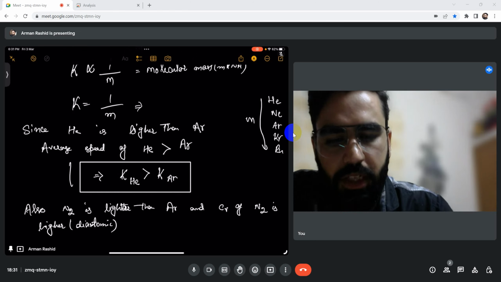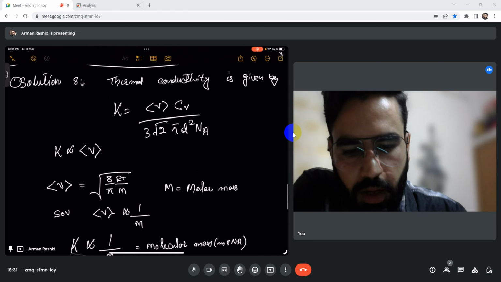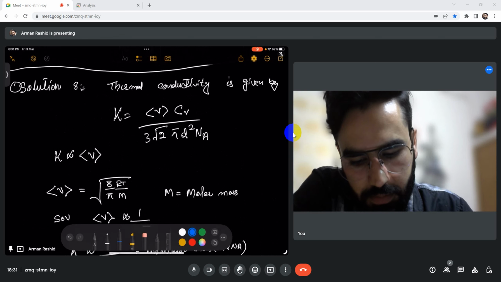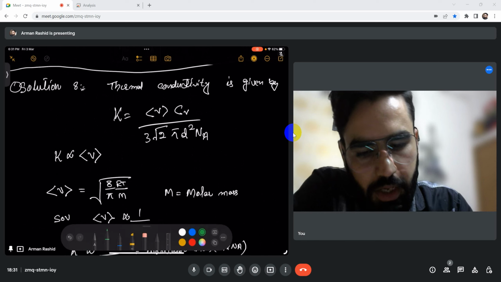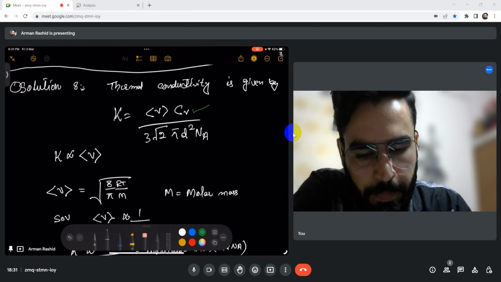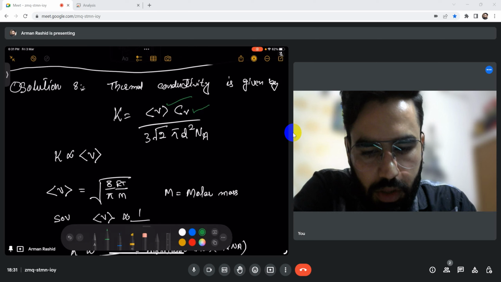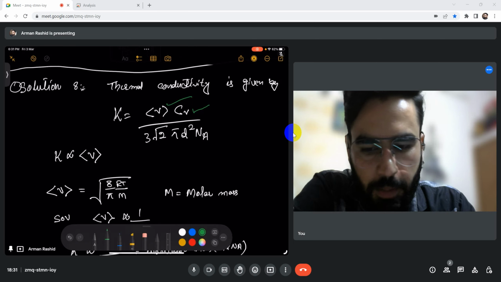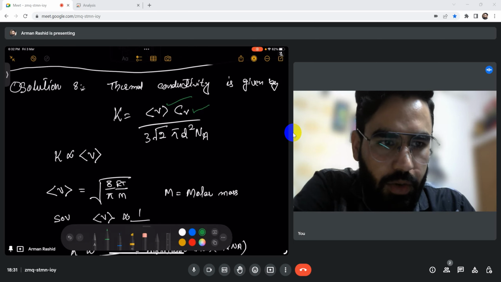Now we have another question. If we see this equation, it includes thermal conductivity as a function of heat capacity at constant volume, as well as the average velocity. Previously we had both monatomic gases, so Cv is almost the same for both, but now we have nitrogen as a diatomic gas.